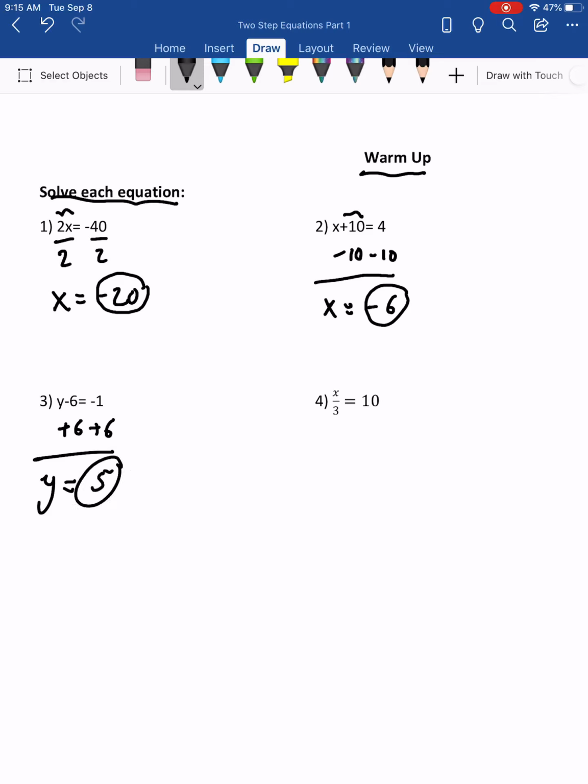All right, number 4, x over 3. The fraction bar means division, right? So x divided by 3 equals 10. So we need the opposite of divide by 3, which is multiply by 3. So we're going to multiply each side by 3. The 3's over here are going to cancel out, and x is going to be 30.